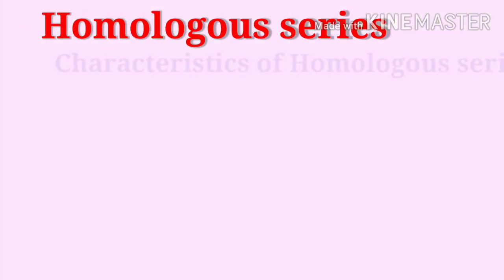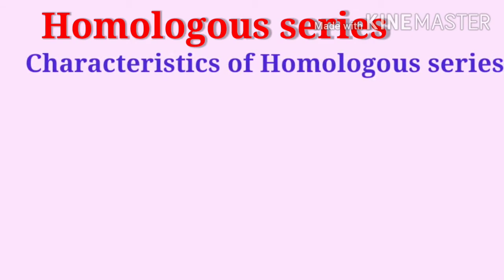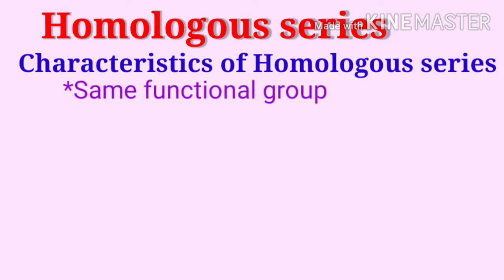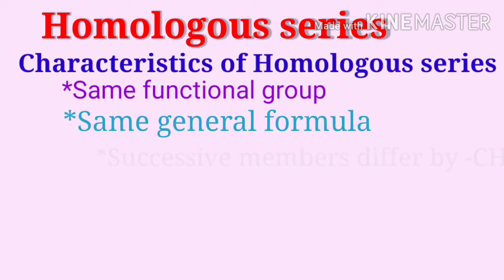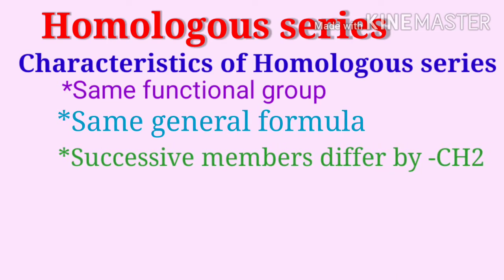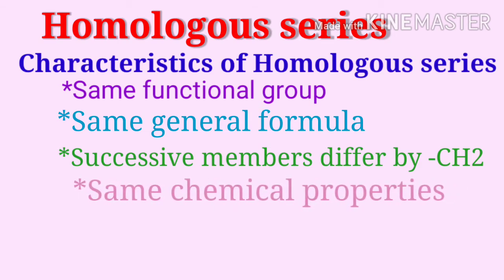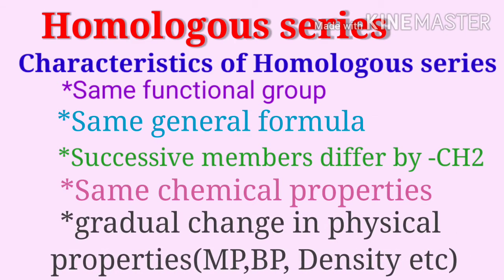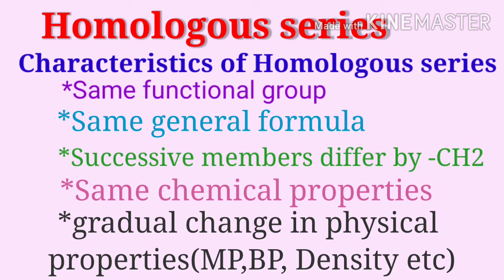Let us now have a look at characteristics of homologous series. All the members of the series will have same functional group, which causes them to have similar properties, that is chemical properties. They have same general formula. Successive members differ by CH2 and this causes difference in molecular weight by 14 units, that is successive members differ by 14 units molecular weight. They have same chemical properties and there is a gradual change in physical properties like melting point, boiling point, density, etc.